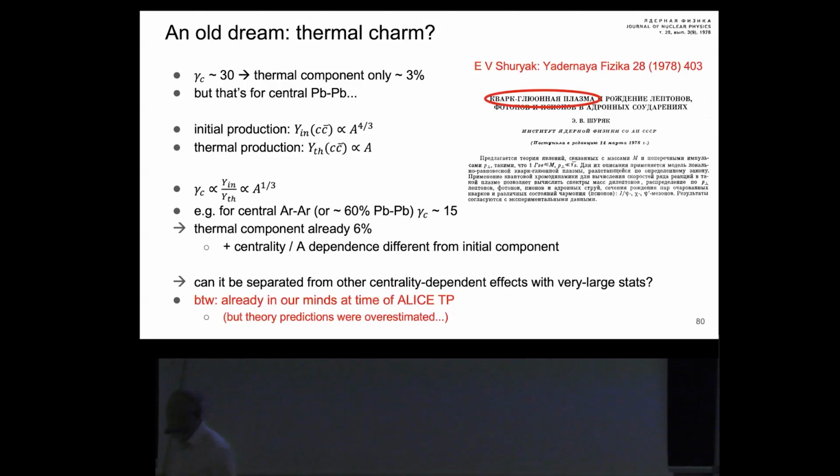You would have two components. Imagine, very naively, you have the thermal component and the initial component, and they have very different centrality dependence. And also pT distribution, by the way.